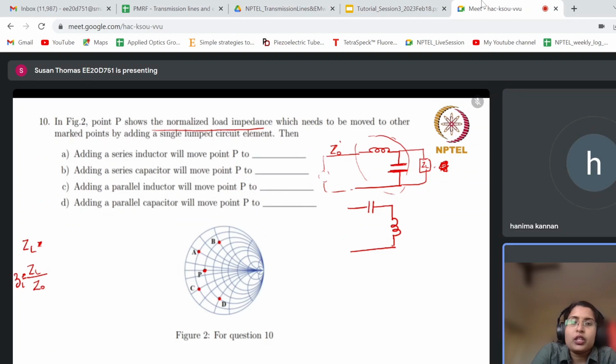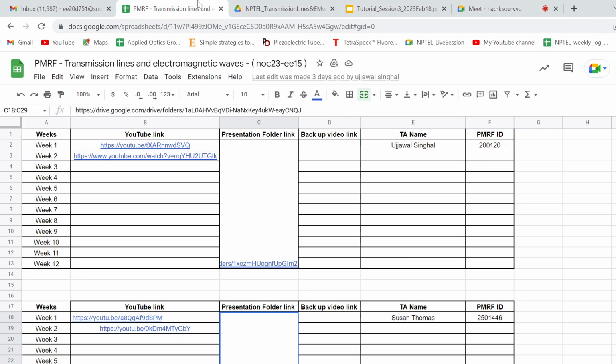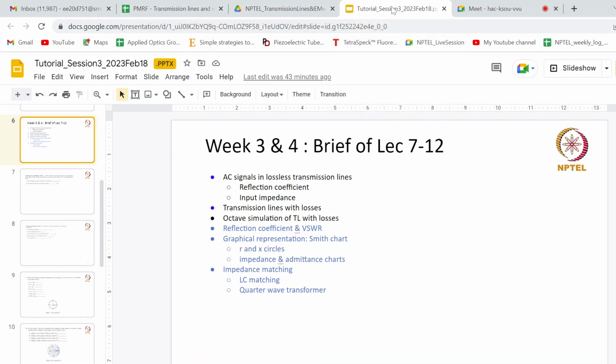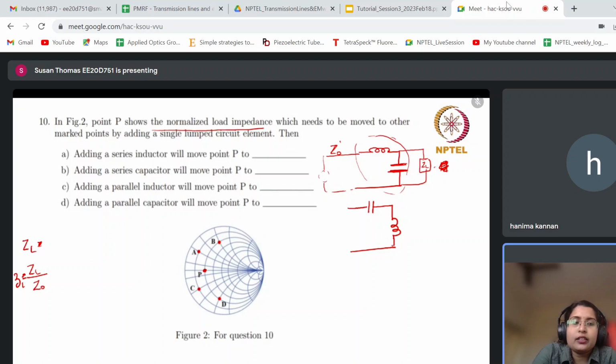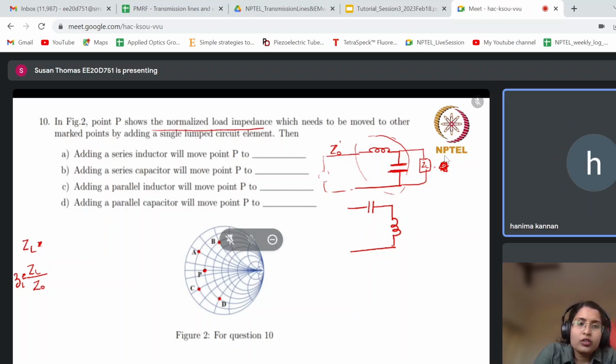Yeah, okay. It will be in the right, ma'am? Yeah, it will be available in the Excel sheet. So the Excel sheet link you will get in the course page. Okay, ma'am. Thank you.